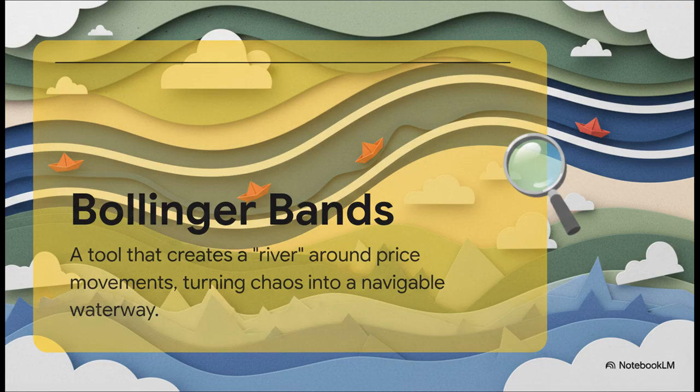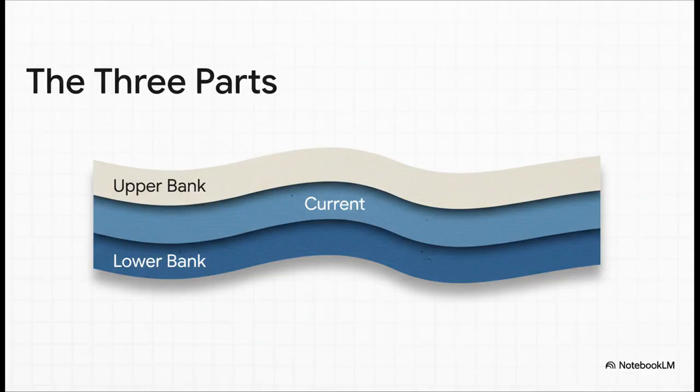Now, don't let the technical-sounding name throw you off. Just think of this tool as a brilliant map maker for our price river. It literally draws the riverbanks right there on your chart, turning that confusing mess into a clear, navigable waterway. And this river is actually pretty simple. It's made of just 3 parts. You've got the upper bank, which shows you the high water mark, basically. Then there's the lower bank, which shows you the low point. And smack dab in the middle, that's the current, the average path the price is taking. That's it. That's your map.